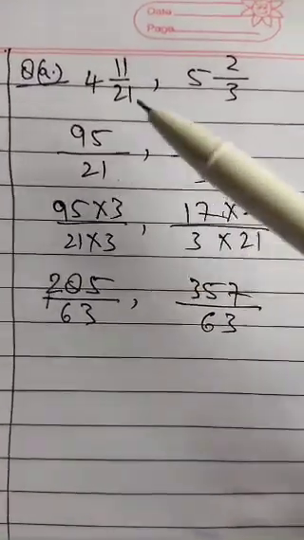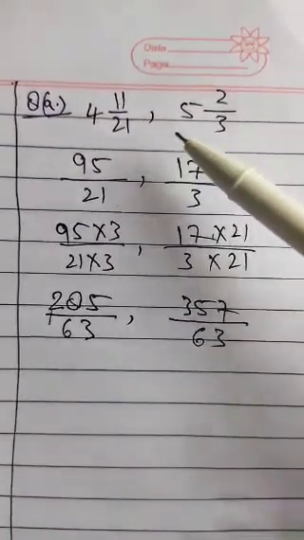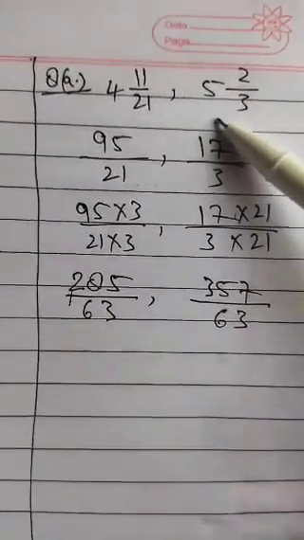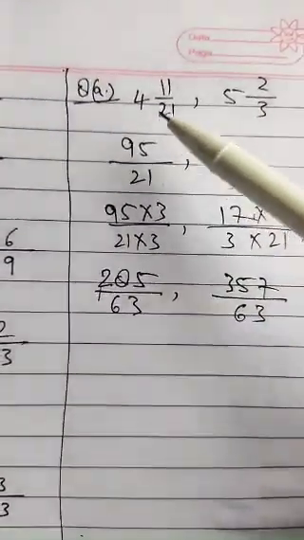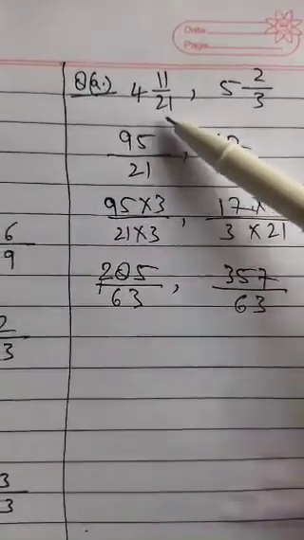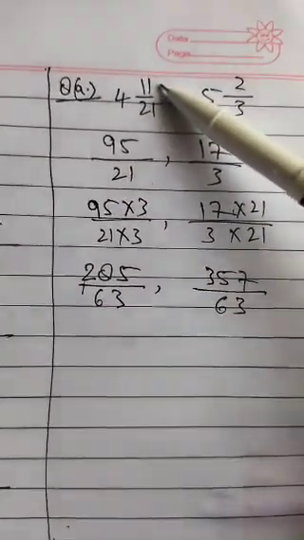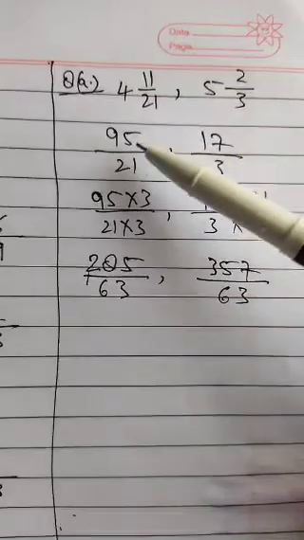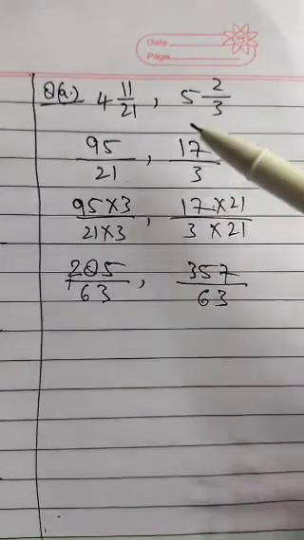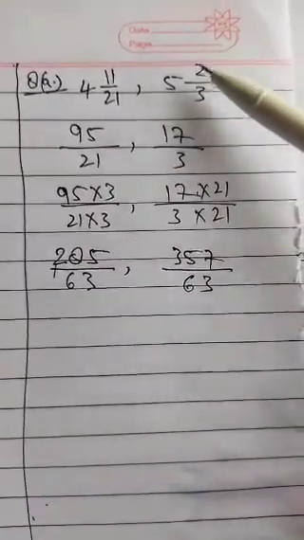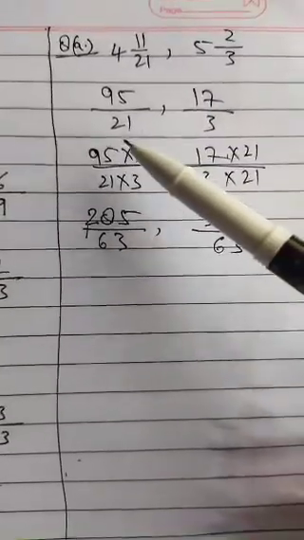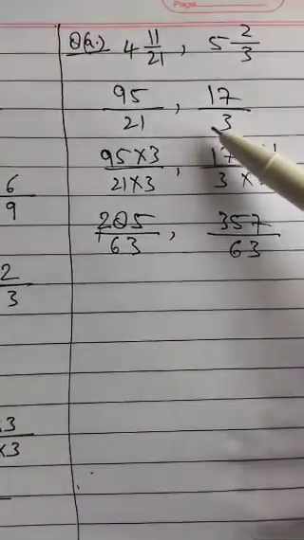Now see question number 8. 4 whole 11 upon 21 and 5 whole 2 upon 3. So these are mixed fractions. Now you will change it into improper fraction. I told you the procedure. These two is multiplied 4 into 21. The answer which you will get will be added in numerator. So by doing the procedure you will get 95. Then denominator is as it is 21. Similarly you have to do here, 5 3s are 15 plus 2, 17. So 17 upon 3. Now you will find that the denominator is not equal.